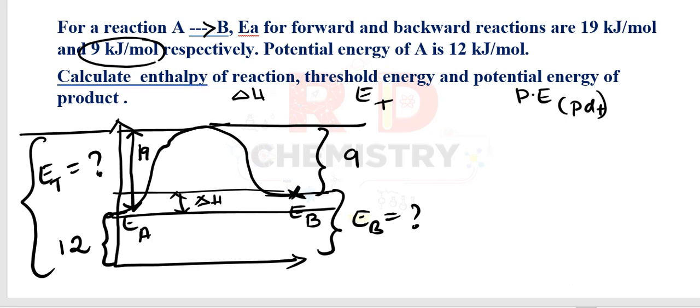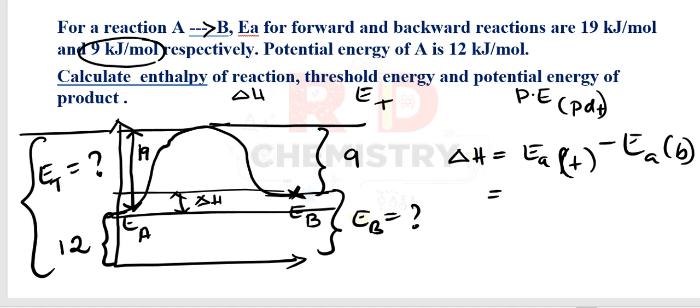Correct? How do you calculate the enthalpy of the reaction? Enthalpy of reaction is equal to the energy of activation in the forward reaction minus the energy of activation in the backward reaction. Correct? So forward is 19 minus backward is 9, equal to 10 kilojoules per mole, correct? And this is a positive quantity, so it is an endothermic reaction. Correct? Now we'll calculate the threshold energy.